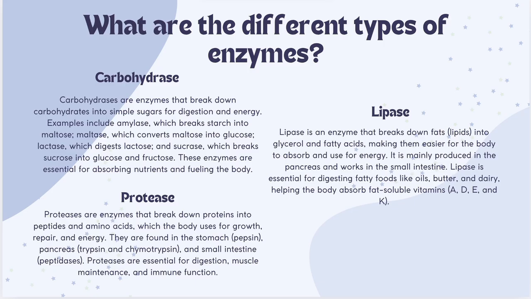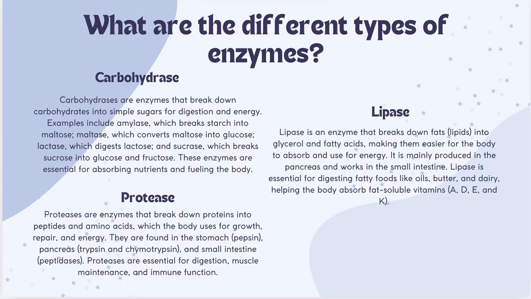What are the different types of enzymes? There are the carbohydrases. Carbohydrases are enzymes that break down carbohydrates into simple sugars for digestion and energy. For example, amylase, which breaks down starch, maltase, which converts maltose into glucose, lactase, which digests lactose, and sucrase, which breaks down sucrose into glucose and fructose. Those enzymes are essential for absorbing nutrients and fueling your body.